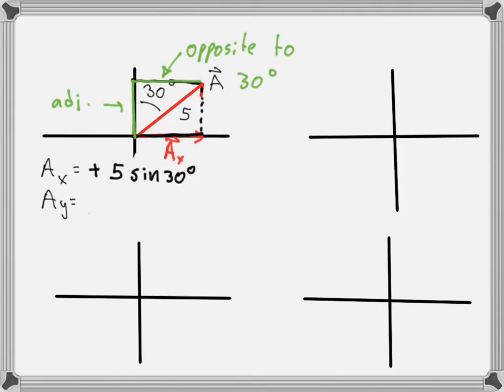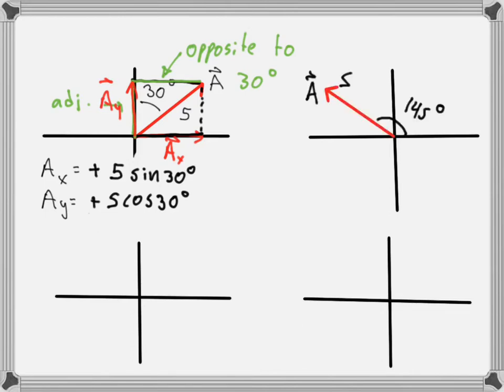The positive sign is because, as we can see, AX is pointing to the right. What about AY? Well, for AY, let's start by drawing the AY component vector, the projection of the vector on the y-axis. Notice that that falls on the adjacent side of 30 degrees, and adjacent is given by cosine. So AY is going to be 5 cosine of 30 degrees. It is positive again, because as you can see, AY is pointing up, which is the same as the direction of j hat.